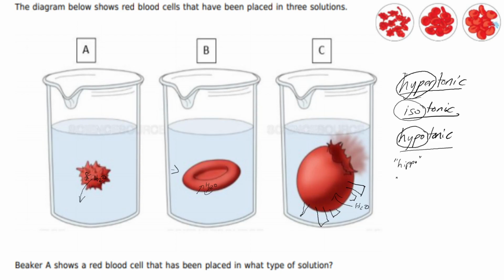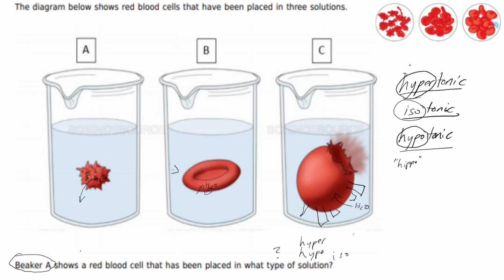So the question that this one asks is, beaker A shows a red blood cell. So I would probably circle this right here. Beaker A shows a red blood cell that has been placed in what type of solution? It's either going to be hyper, hypo, or isotonic solutions.